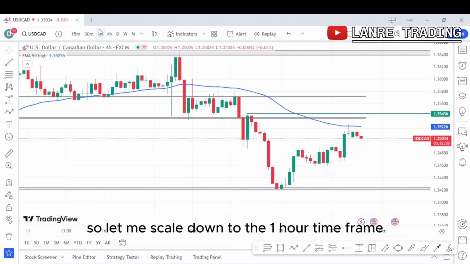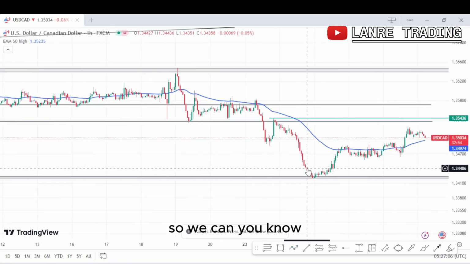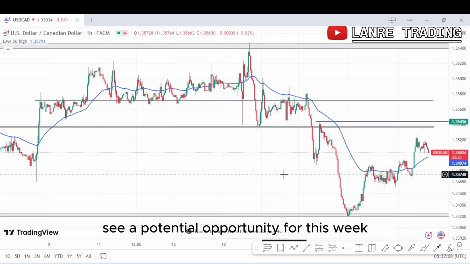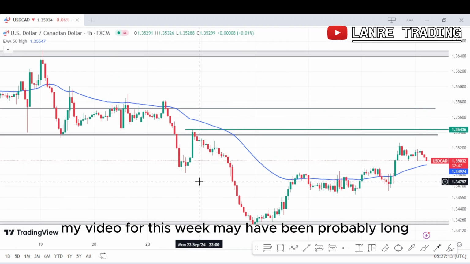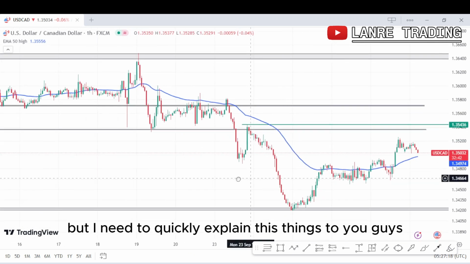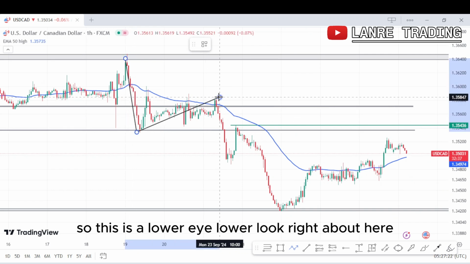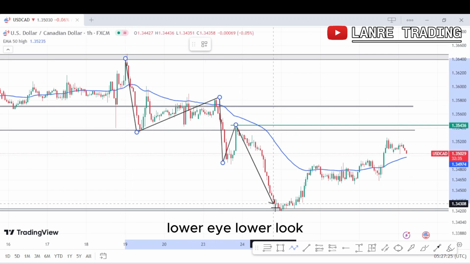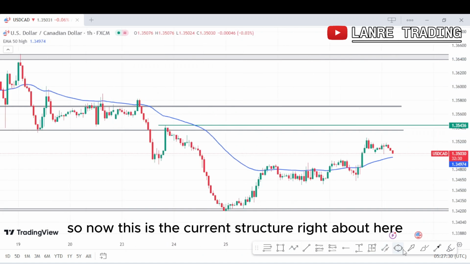So let me scale down to the 1 hour time frame just to explain more about this basic market structure for us, so we can see a potential opportunity for this week. My video for this week might probably be long, but I need to quickly explain these things to you guys. So this is a lower high, lower low right about here. Lower high, lower low, lower high, lower low. So now this is the current structure right about here.